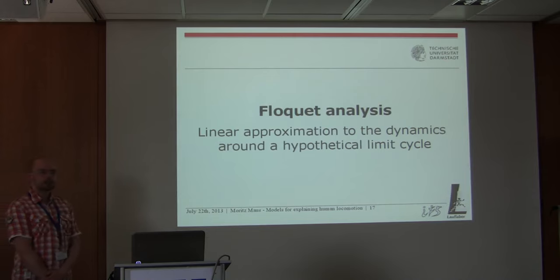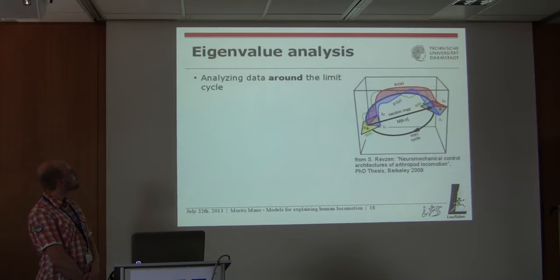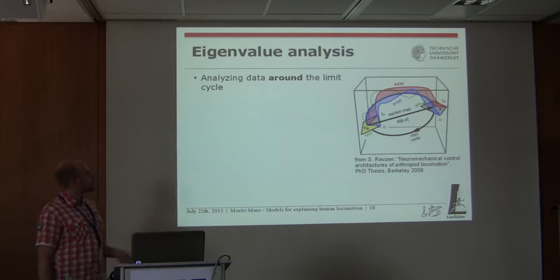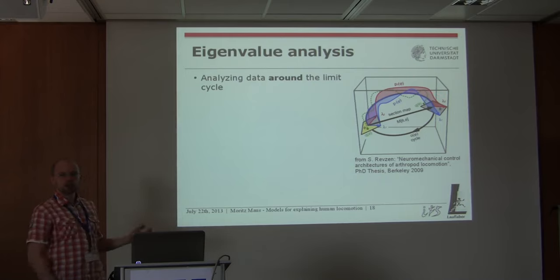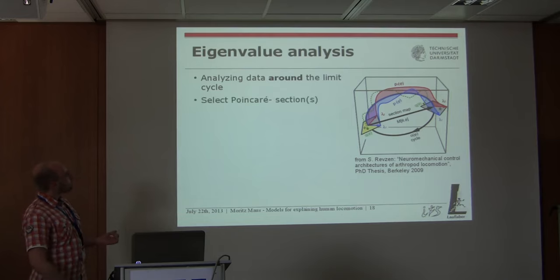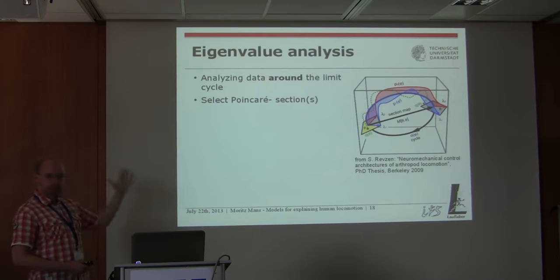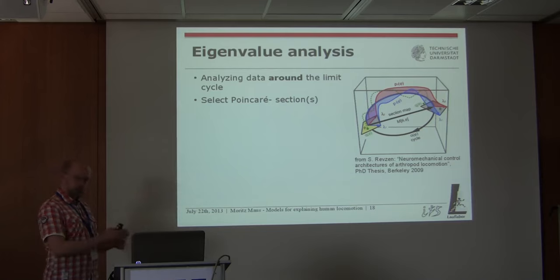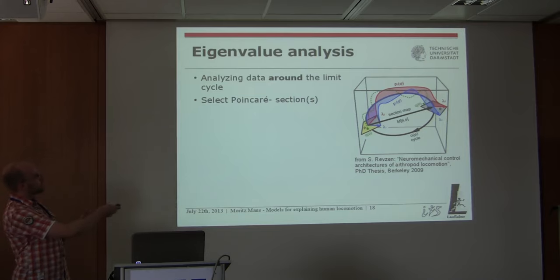And now we look at these Floquet models. As I said before, the Floquet model analyzes the motion around the limit cycle. So we say our black line is now our average motion over 60 strides, and we select Poincaré sections. We take different selections, and we made several choices. A Poincaré section is basically a section transverse to the limit cycle. This one is a Poincaré section and this one is also a Poincaré section.